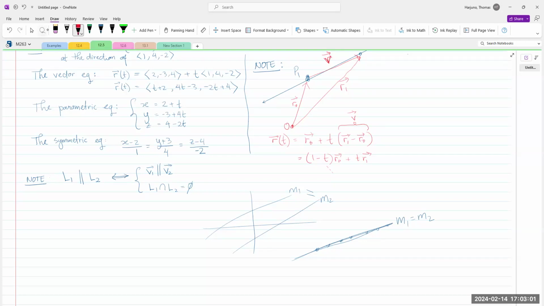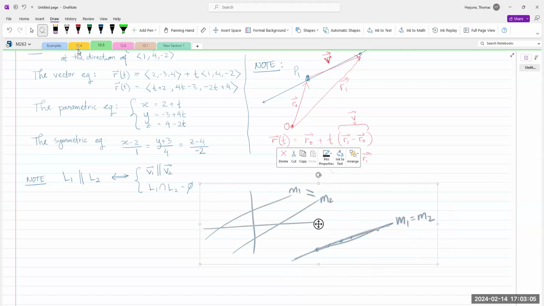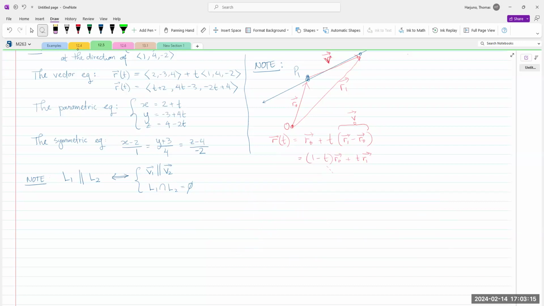Another thing I need to emphasize is what happens if you only show that the direction vectors are parallel and you don't show that they don't have common points. Well, you may end up with parallel lines, I mean identical lines. Maybe I'll write it as a side note here.